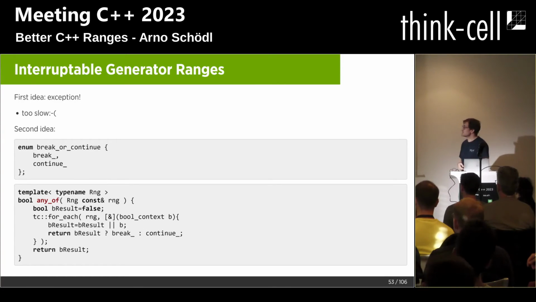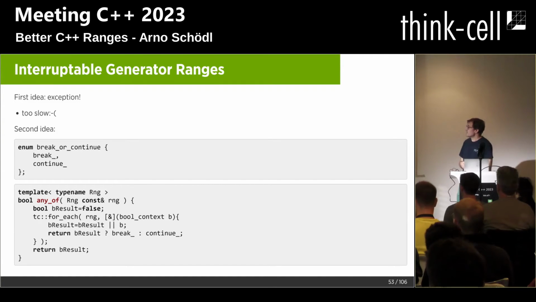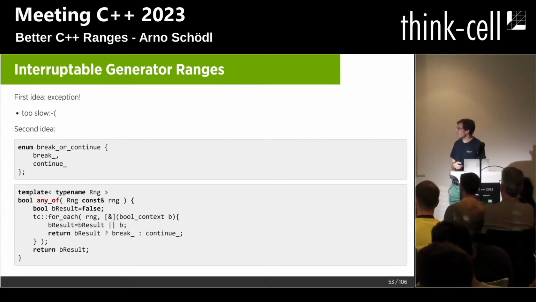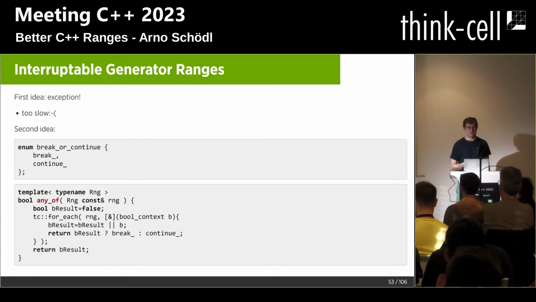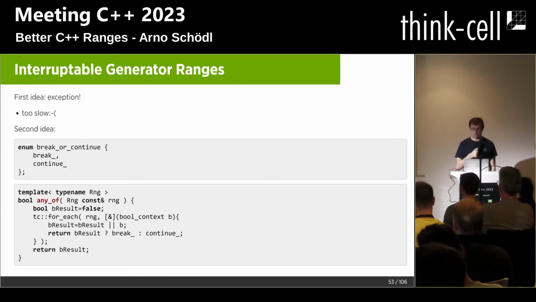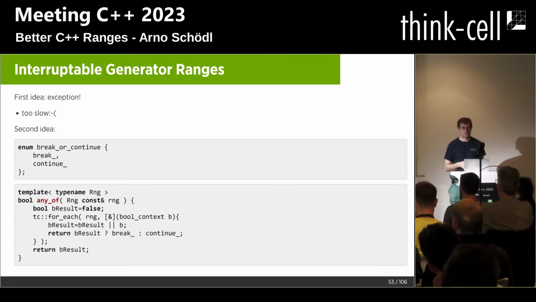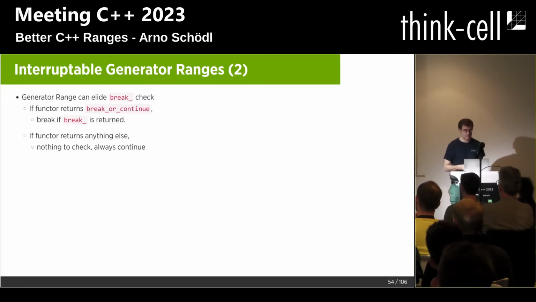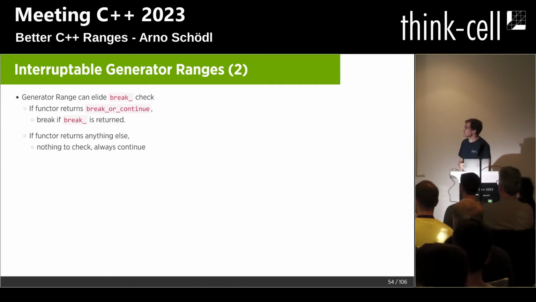Now, the other idea is, well, we just define a specific enum, break or continue, and the tc for each implementation can basically decide when looking at its sink, does it return something else but break or continue? Then it's normal. I don't have to check whether it's break or continue. I can just carry on. Or if this guy returns break or continue, you decide that at compile time, then if it returns break, I have to stop. So you kind of elide the break check when you don't return break or continue. So you don't lose anything performance-wise with that check.